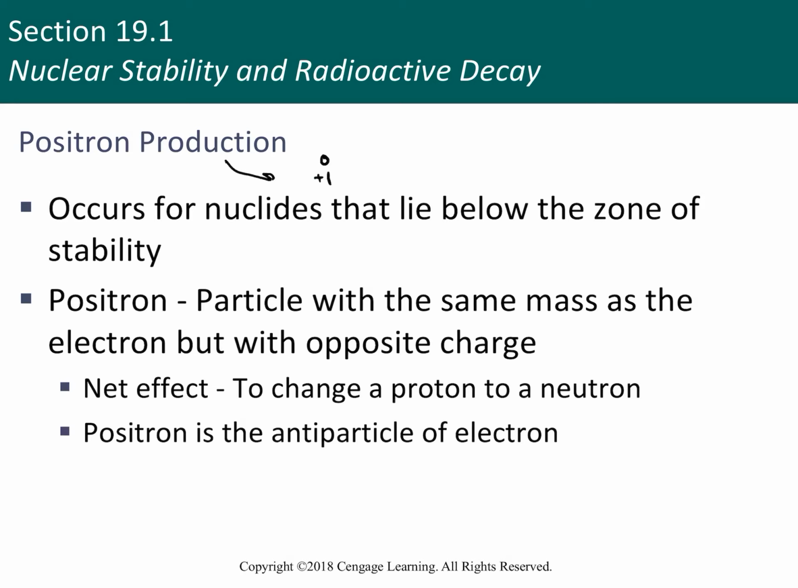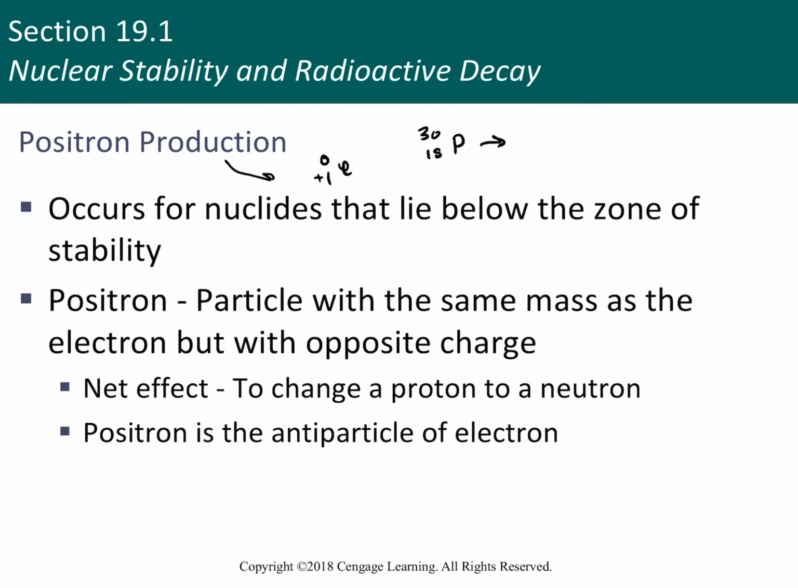So a positron looks like this. You have zero mass number and a positive charge, the opposite of an electron. When an atom emits a positron, its atomic number decreases by 1 because it has one less proton, because a proton was made into a neutron.